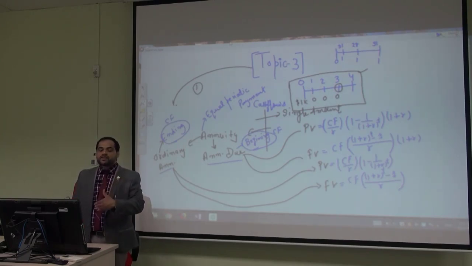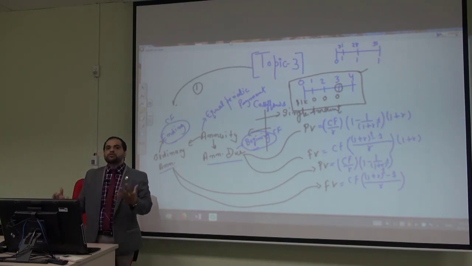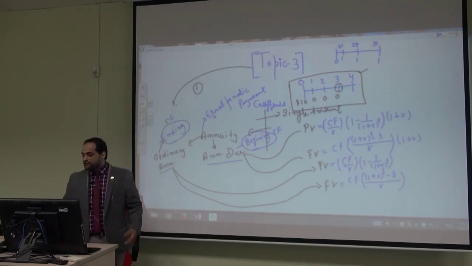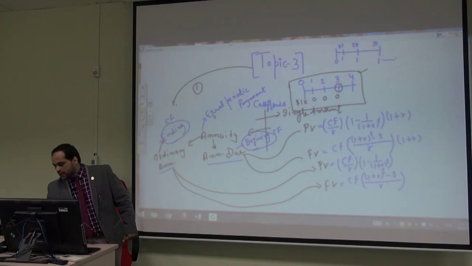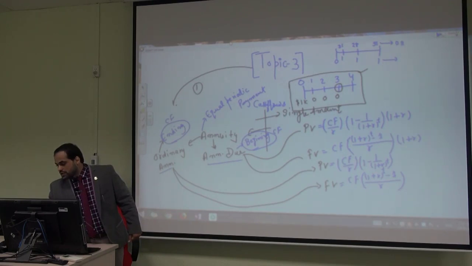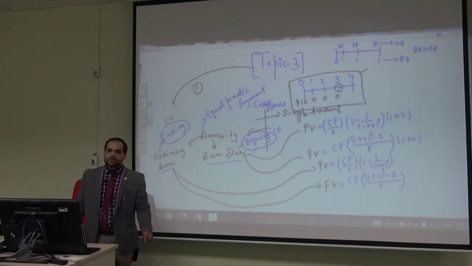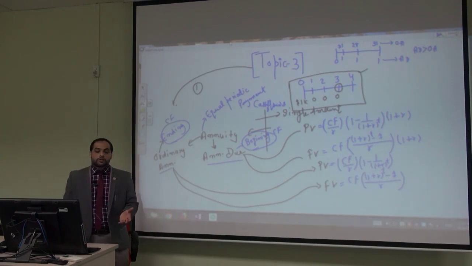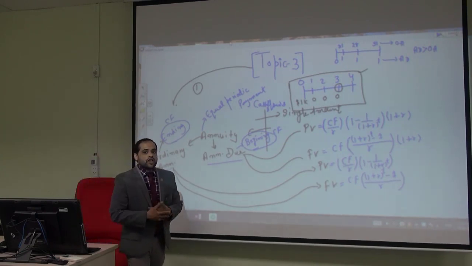At the end of the first quarter, what will be the future value of our investment? If we have an annuity due and an ordinary annuity, the future value of the annuity due will be higher than the ordinary annuity. The reason is that in an ordinary annuity you start making investment at the end of January.